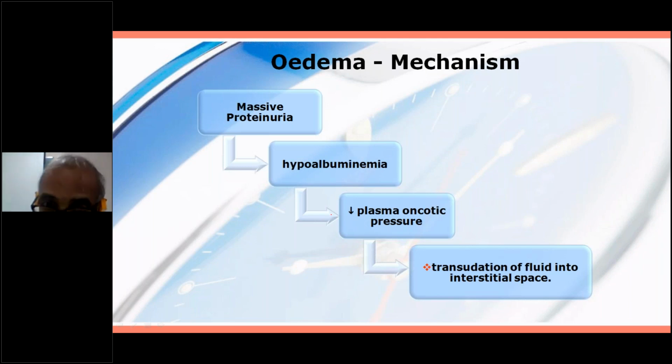So what will happen to the plasma oncotic pressure? Decreased. And once the oncotic pressure is decreased, the transudation of the fluid into the interstitial spaces happens. So that is how the edema has developed. So this is the cycle. If you can put it in a diagrammatic way, that will be very, very explanatory, as I said.